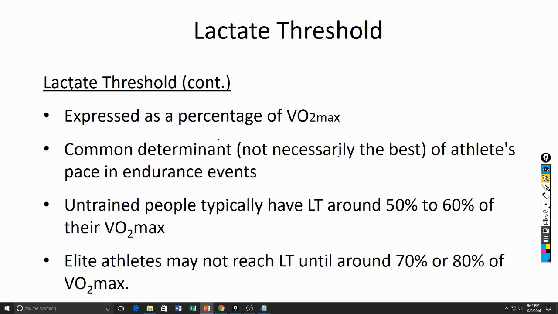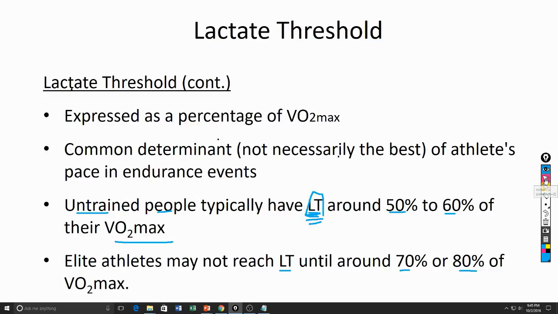Because those who have a higher VO2 max typically have a higher lactate threshold. As you see here, an untrained person will have a lactate threshold, or an LT. Okay, you want to sling around a little acronym here, you can sound like you're in the know. If you have an LT somewhere around 50 or 60, you're probably untrained. If you're 50 to 60% of your VO2 max, that is. If you're an elite athlete or a higher, more trained elite athlete, your LT will be somewhere around 70 or 80%.